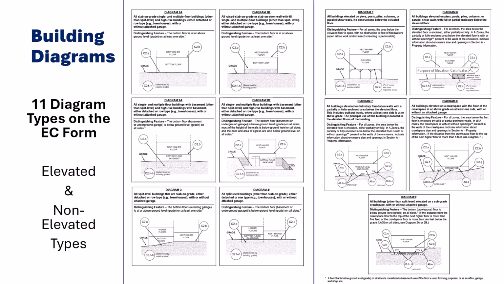The photos shown at the beginning of this presentation were examples of different construction types. These are called building diagrams on the elevation certificate form, and there are 11 different building diagram types. The EC form instructions show each of these, as well as descriptions of the distinguishing features. There are both elevated and non-elevated types.